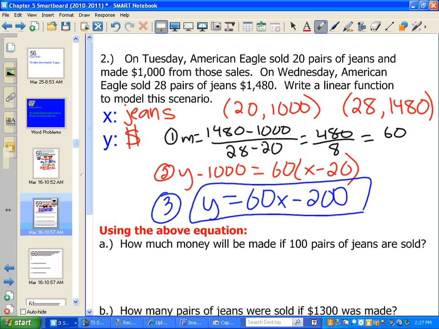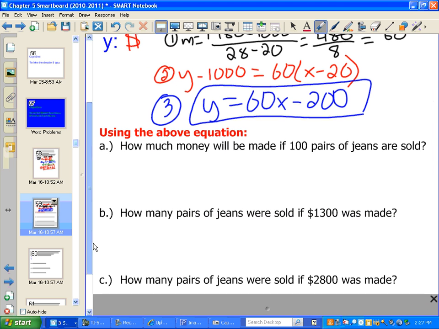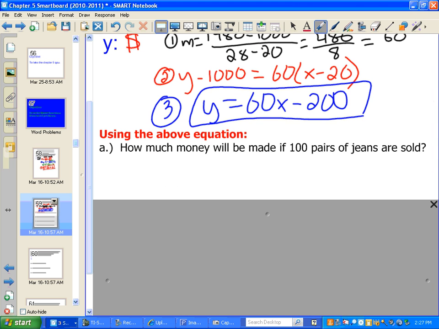Easy? Give me a head nod. Okay. All right, I want you to add a letter A on the side of your paper or wherever you have room. And don't write the question, we're going to answer it together there. If that is our slope-intercept form, letter A asks us how much money will be made if 100 pairs of jeans are sold.